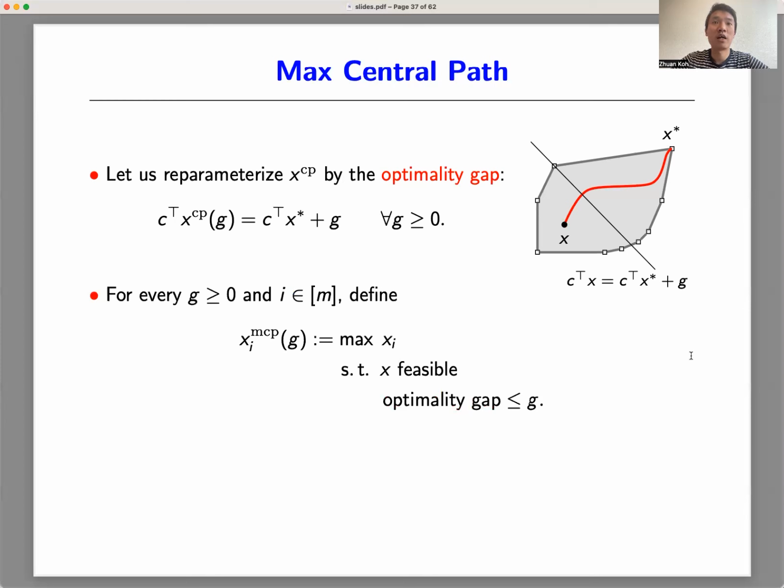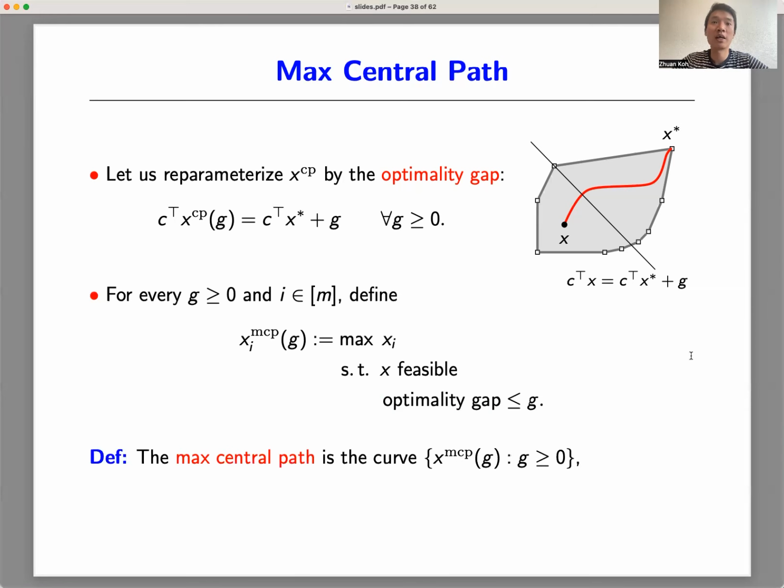Now, for every value of g and every coordinate, let us define xi MCP of g as the optimal value of the following linear program. We're maximizing xi such that x is feasible to our linear program, and the optimality gap of this point is at most g. So what this LP is telling us is the maximum value that can be attained by the i-th coordinate subject to feasibility and optimality gap being at most g.